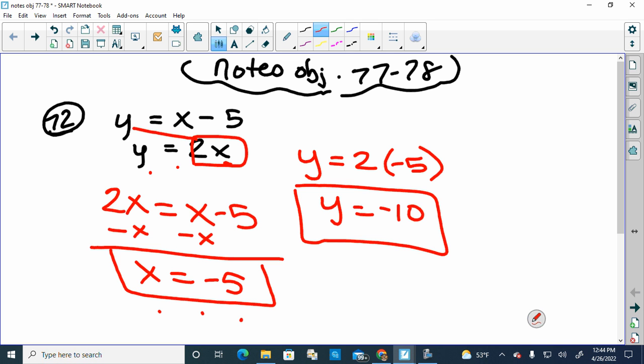Okay, so when you're doing these, you can check to see if your answers are right. So you have an x value and a y value. You could plug it into either one of the equations or both of them. Okay, it has to work in both of them because you're using the other equation to solve for the other.